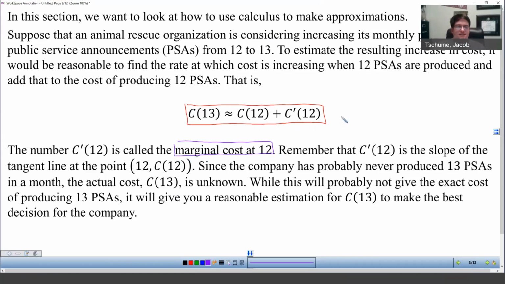Like I called it instantaneous rate of change a minute ago. Remember that C prime of 12 is also the slope of the tangent line at that point. Since the company has probably never produced 13 PSAs in a month, the actual cost C of 13 is unknown. While this will probably not give the exact cost of producing 13 PSAs, it would give you a reasonable estimation for C of 13 to make the best decision for your company. So we're talking a little bit more about what this marginal cost idea is.